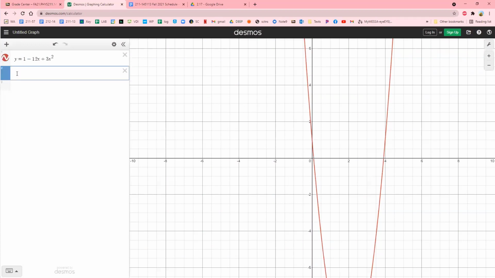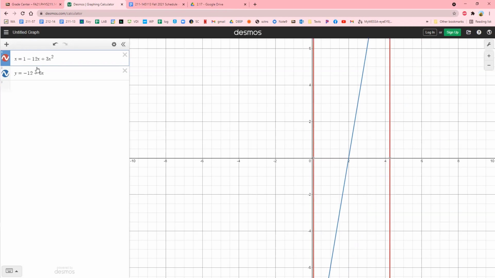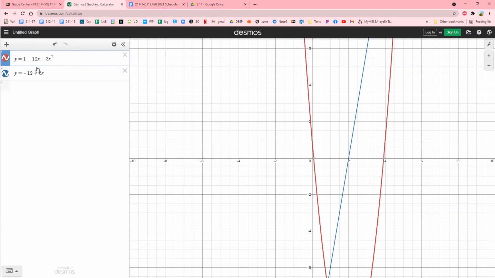And now here's the velocity. Y equals minus 12 plus 6x. I think I can actually change this. Can I? I think I can call this x. No, I can't. All right, so that's fine. And then maybe I'll adjust.